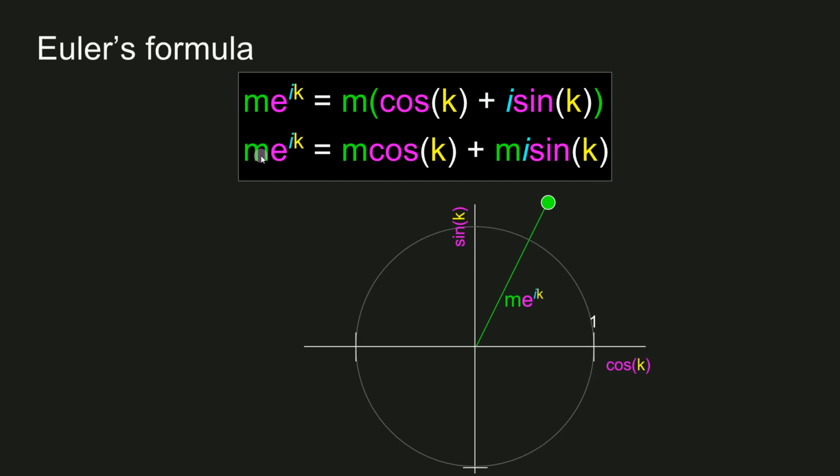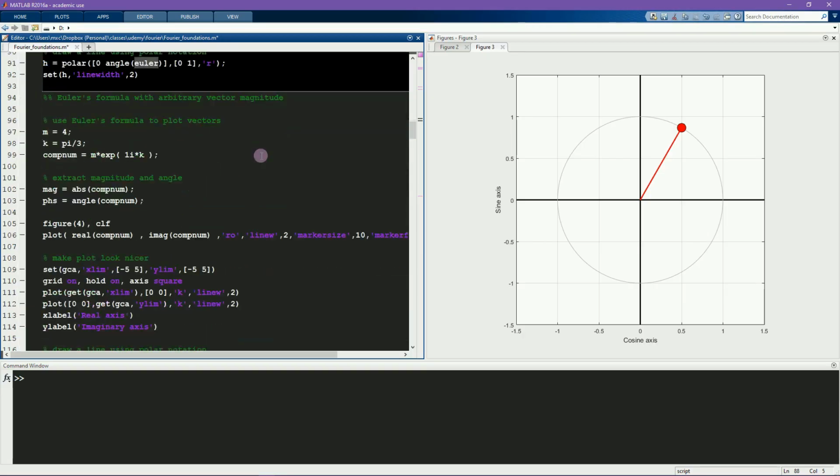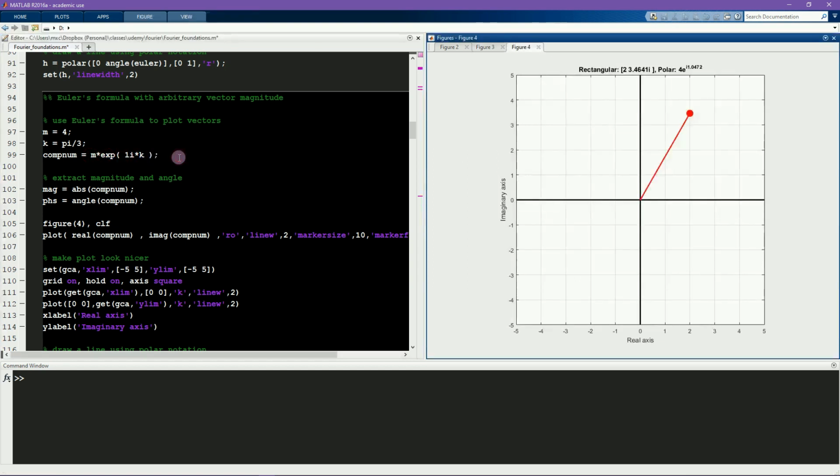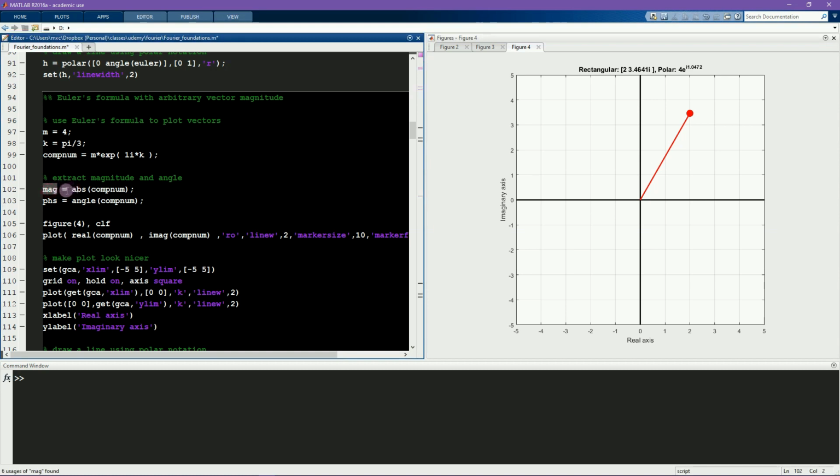Now, to make this a little bit more concrete, I'm going to use Euler's formula to plot some vectors in the complex plane in MATLAB. So here you see in this code, I'm defining m and k, and then I create this complex number using Euler's notation m e to the ik. And then I extract the magnitude of the number, or the distance away from the origin, as the magnitude of the complex number. And remember from earlier that this is equivalent to saying the square root of the real part squared plus the imaginary part squared.